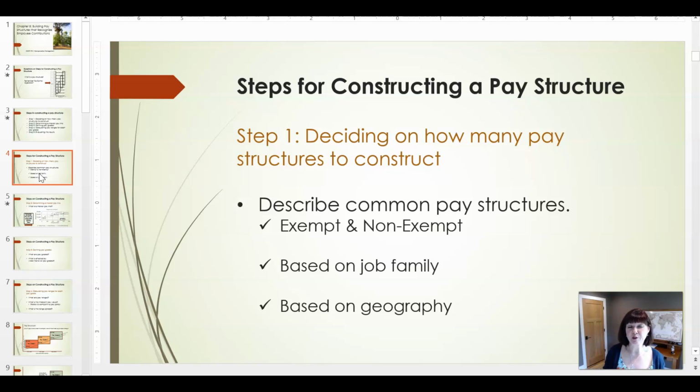You may also choose to have different pay structures based on geography. As we know, it's a different cost of living in Mississippi than it is in New York City. So you may choose to have those different pay structures based on geography.